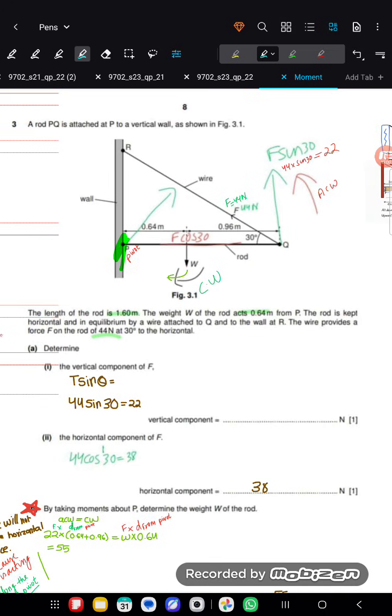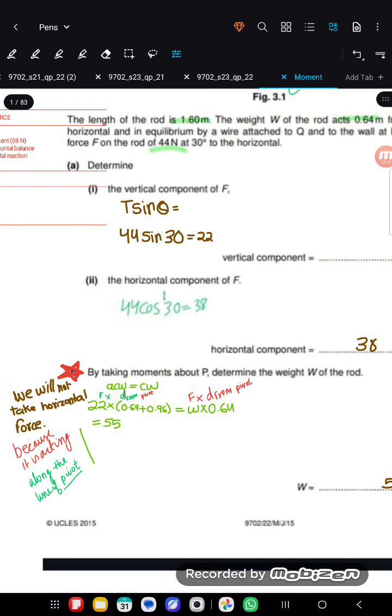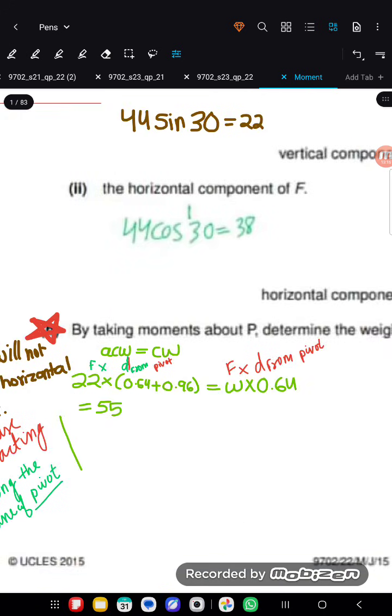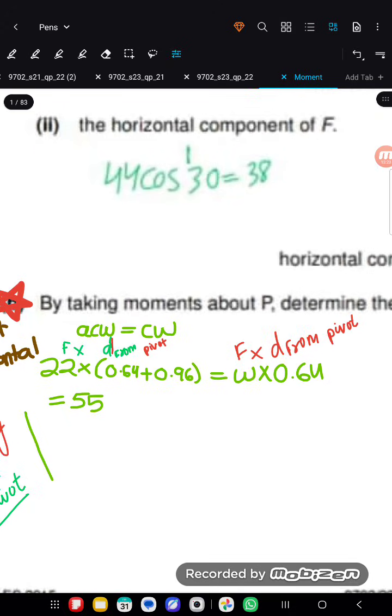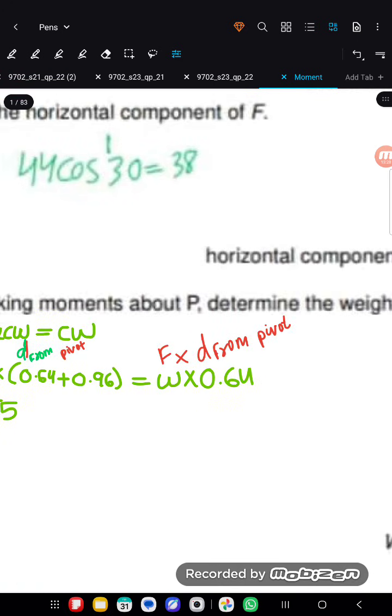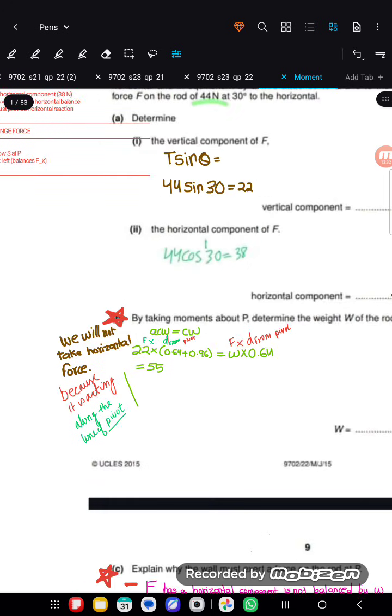Okay, what about the weight? The weight we don't know, and the distance is 0.64, right? Okay, the weight distance is what? 0.64. Okay, so you can arrange it and you can find the W, right? So here I have written force multiplied by distance from the pivot. So for this vertical force, it is 0.64 plus 0.96 distance, and the W we don't know, and the distance 0.64. So you arrange it and find the W.